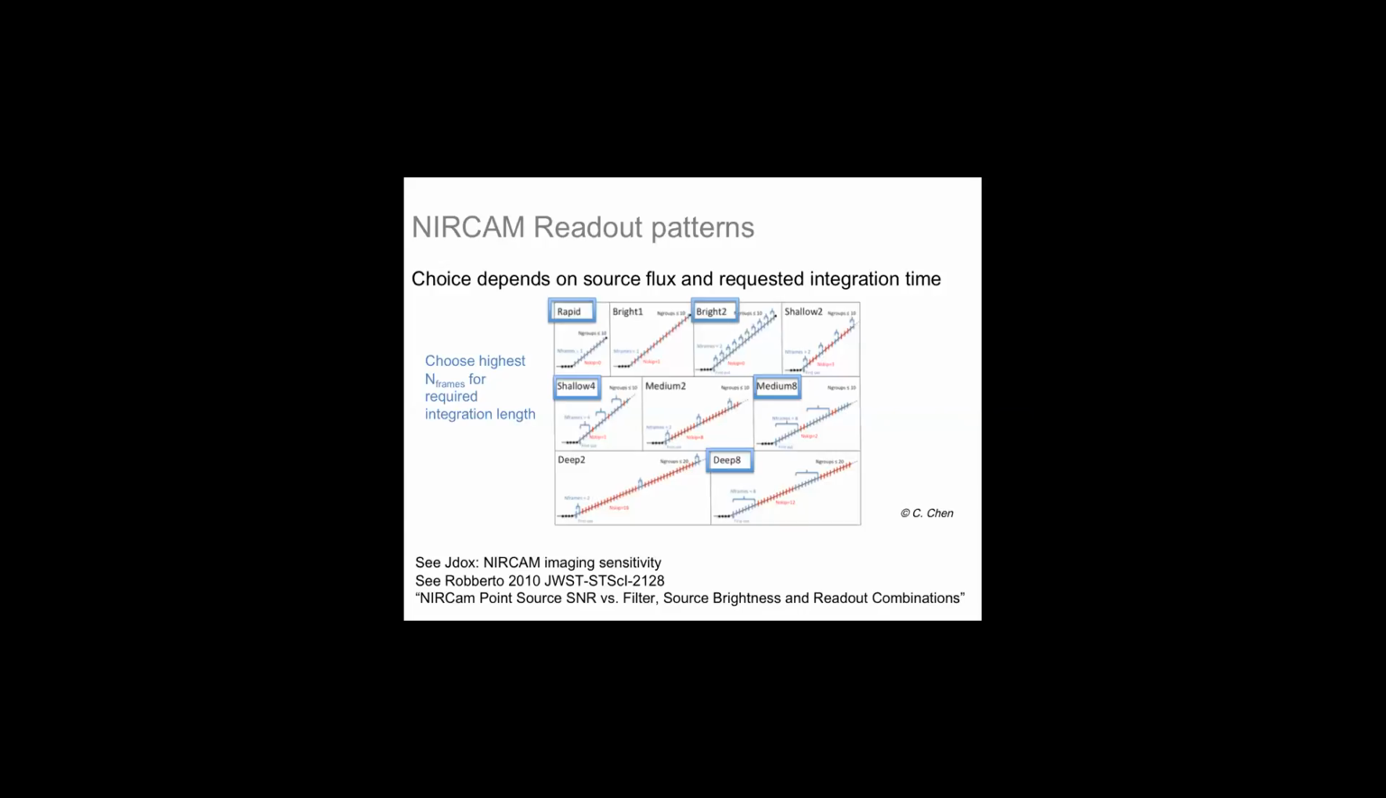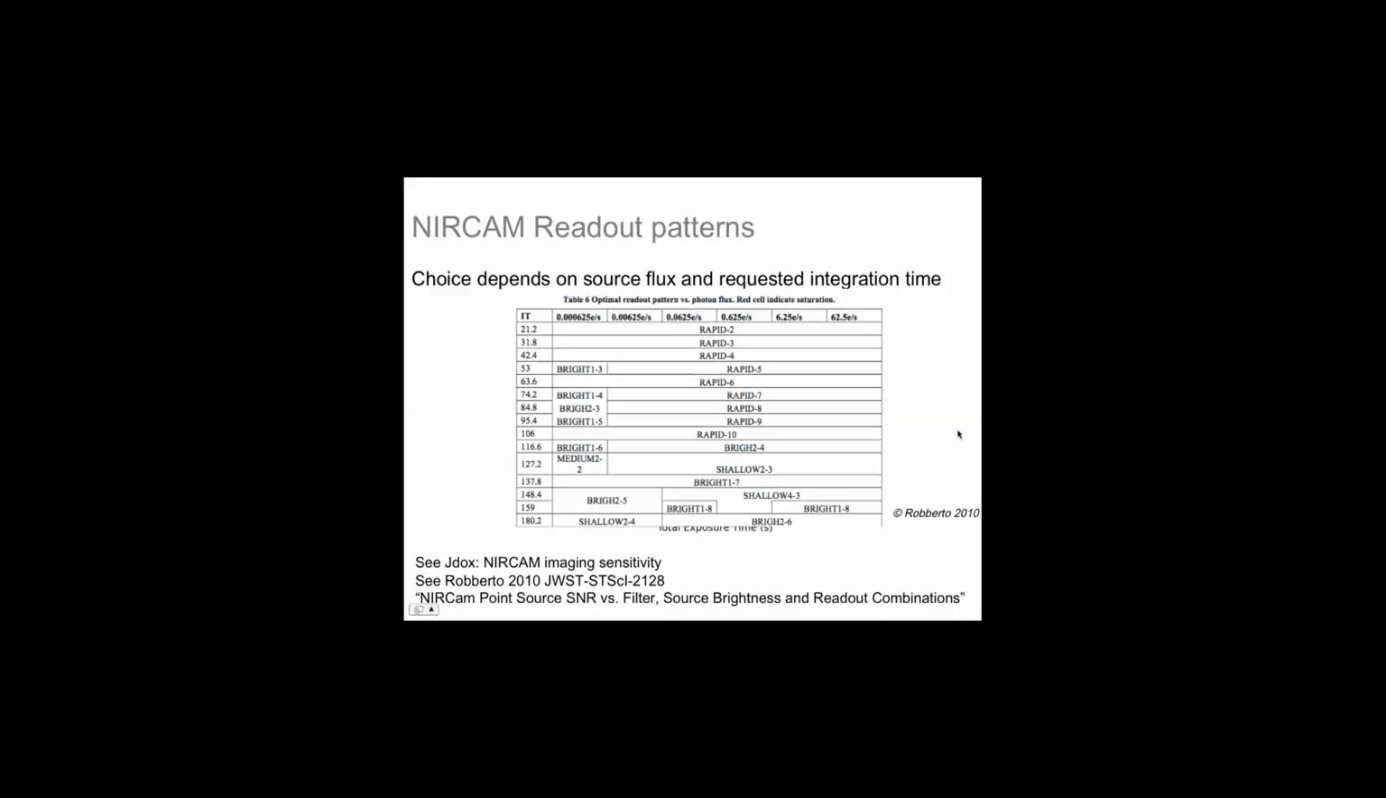Actually, in JWST, there is a table that was made by Roberto Elar in 2010, which for a given source flux and requested integration, will give you the readout mode that provides the highest SNR and the number of groups. So say, for example, here I have a very bright target, so I see that the rapid mode is preferred over all the other ones. So check this table, it's very complete, and actually this is the one we used today.